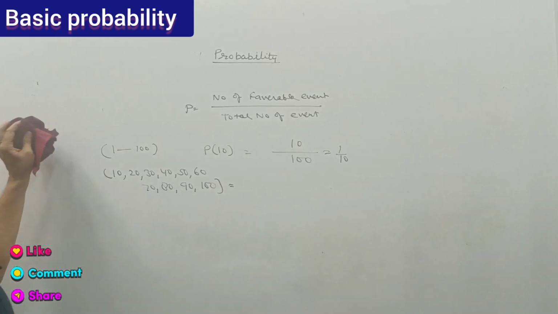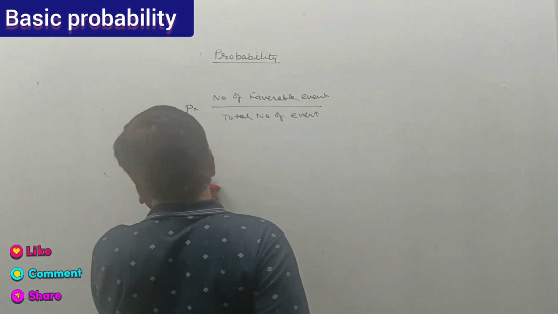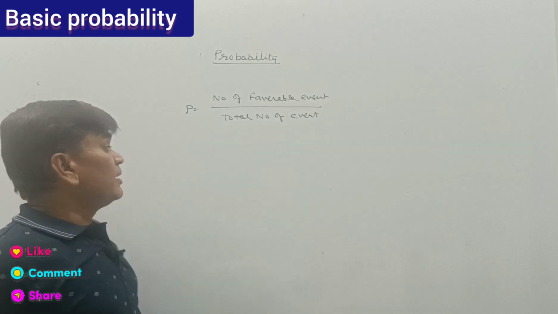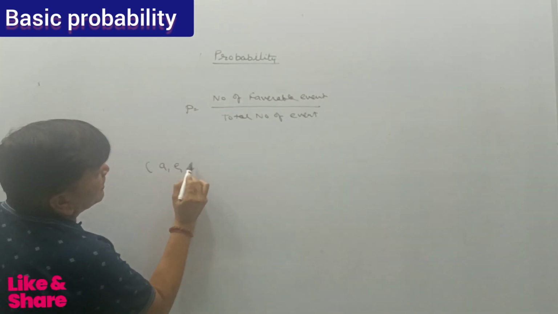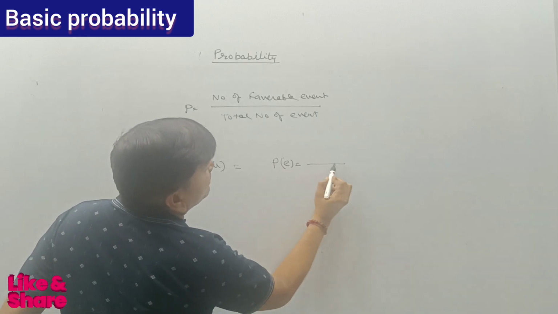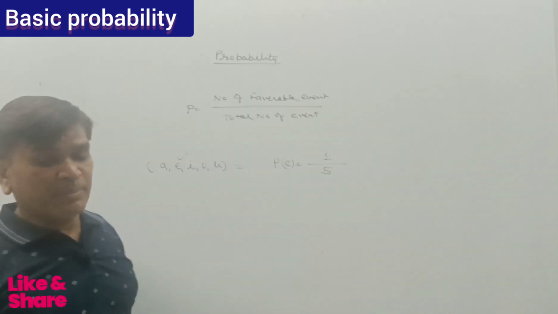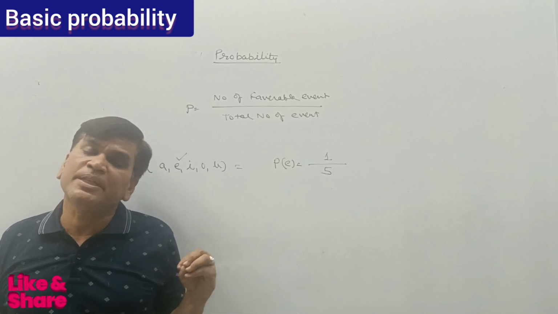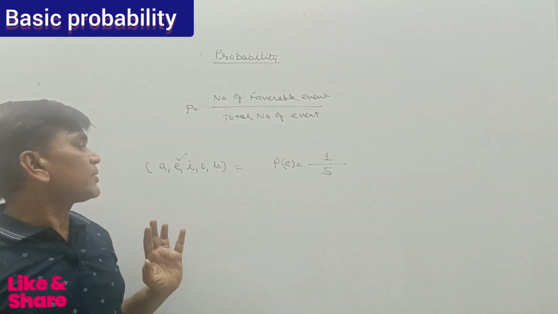Suppose we select a book of English. A vowel is selected from the book of English, what is the probability of getting E? The vowels are A, E, I, O, U. So the probability of getting E as a vowel: the total number is 5 and the favorable for E is 1. So the probability will be 1 by 5. In this manner, we can calculate the probability. For getting the probability, we just have to use the formula: number of favorable events divided by total number of events.